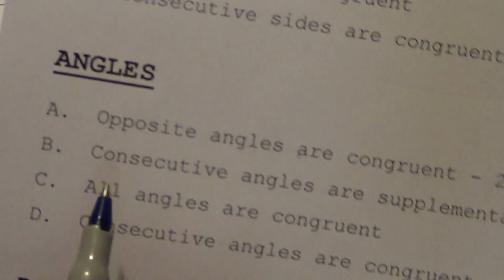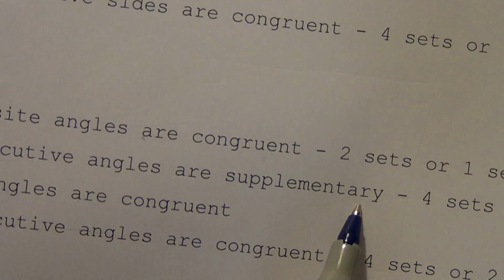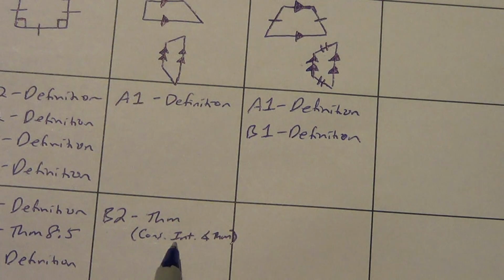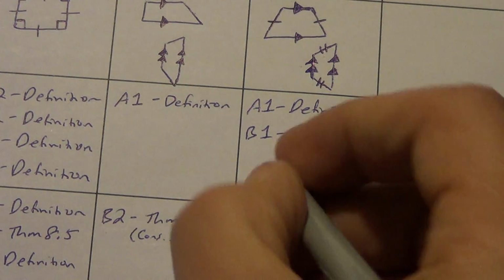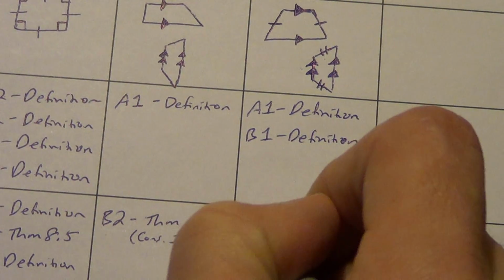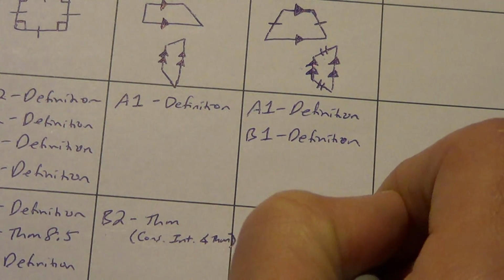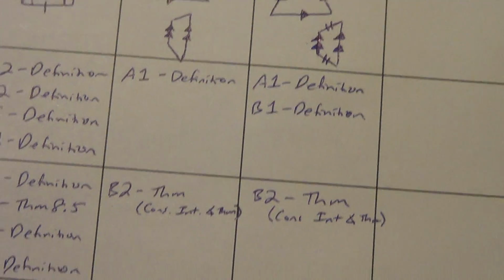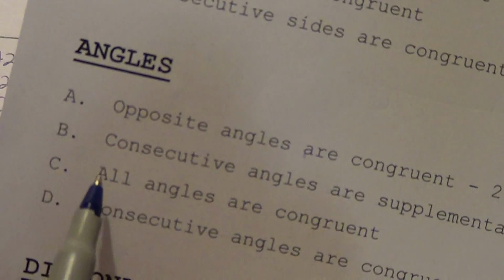Okay, what about consecutive angles being supplementary? Yeah, we already talked about that back over here. B2, by what theorem? The consecutive interior angle theorem. So same reason, B2 by theorem. Which theorem? The consecutive interior angle theorem. Okay, all right, what about C?